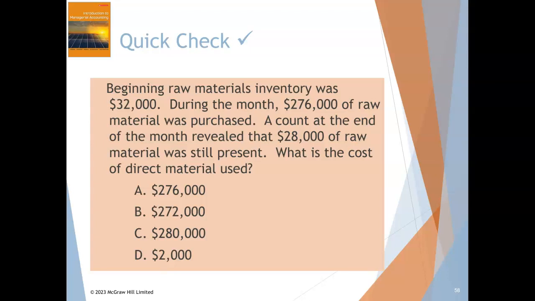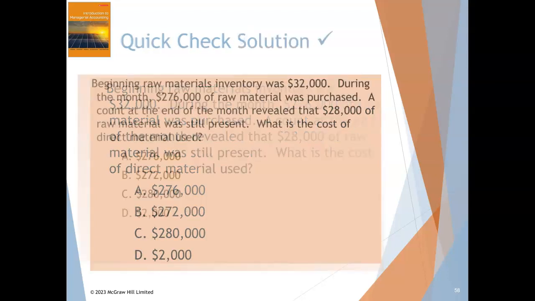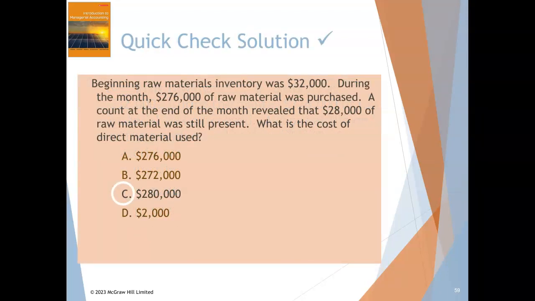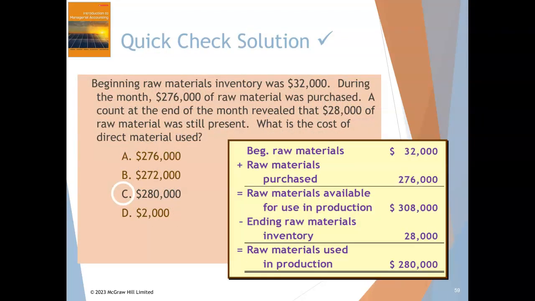A. $276,000. B. $272,000. C. $280,000. D. $2,000. The answer is C. $280,000.